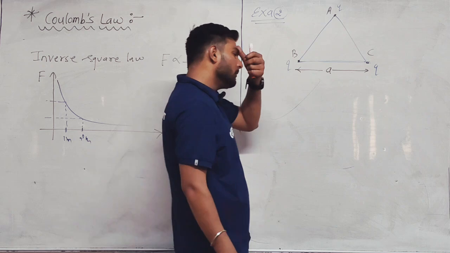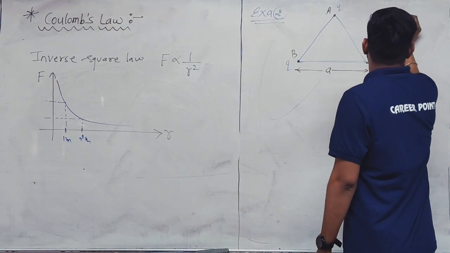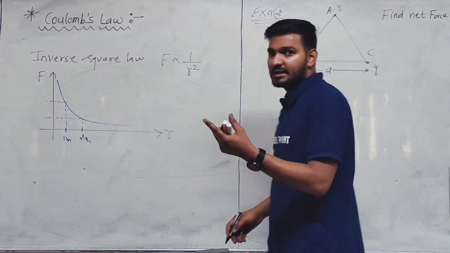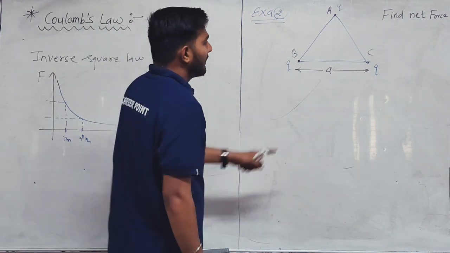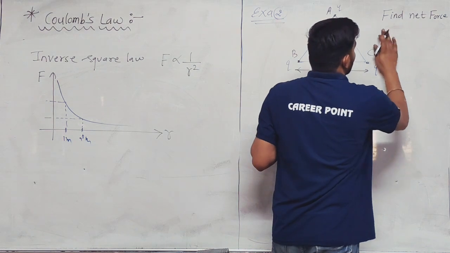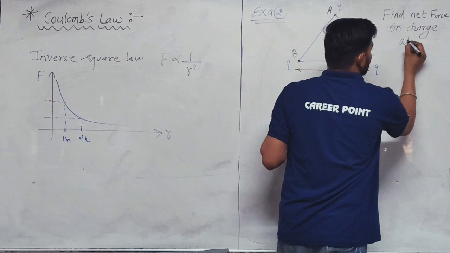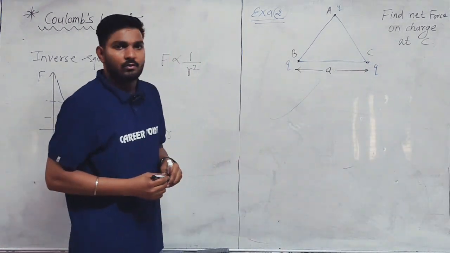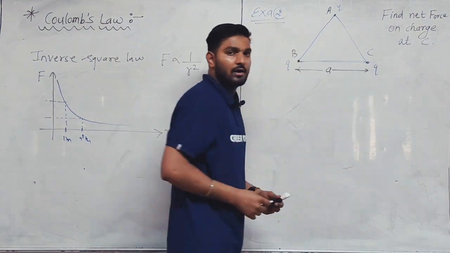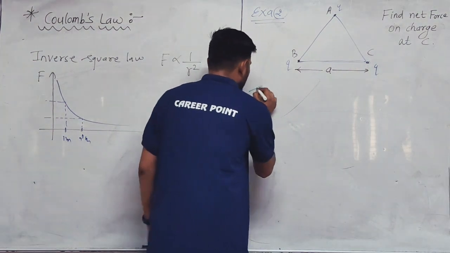So our question is, find the net force, the electrostatic or Coulombic force, on the charge at C. We have to find the net force at this location. So the solution will be what?